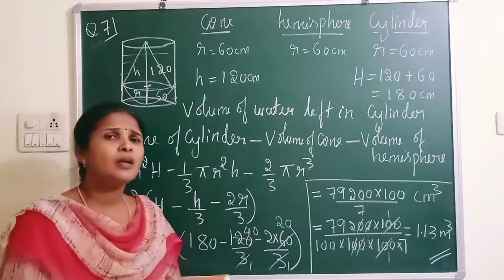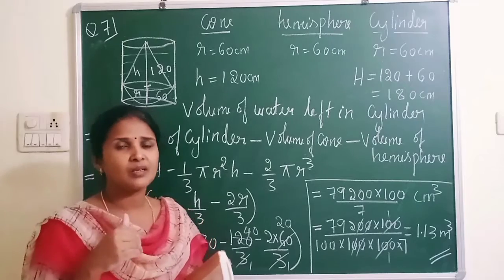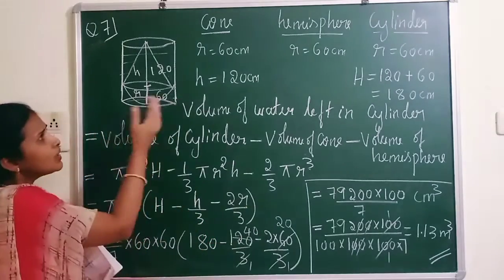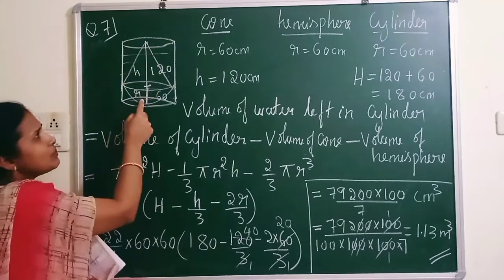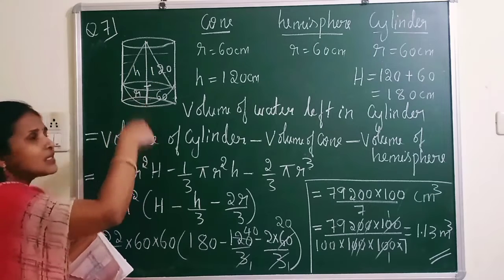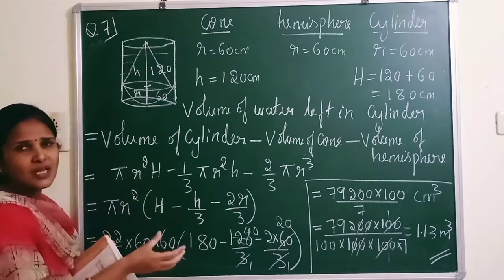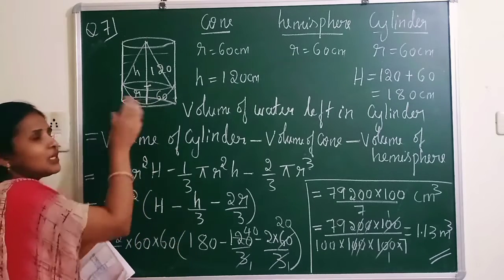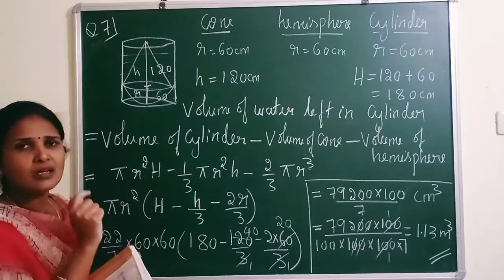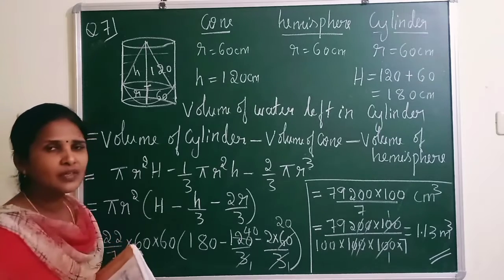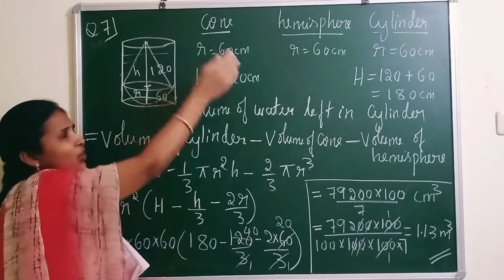Nothing but, I said already, in case of volume, we subtract when there is a cavity. So when you remove something from the wood. So if you compare this, it is also almost like same. But here when you keep this, that is hemisphere with cone inside the cylinder, some water will fall out. So only some amount of water is remaining in the cylinder. He is asking how much volume of water is left in the cylinder. So how to find the volume of water left in the cylinder? When you keep cone and hemisphere, then only the water comes out.